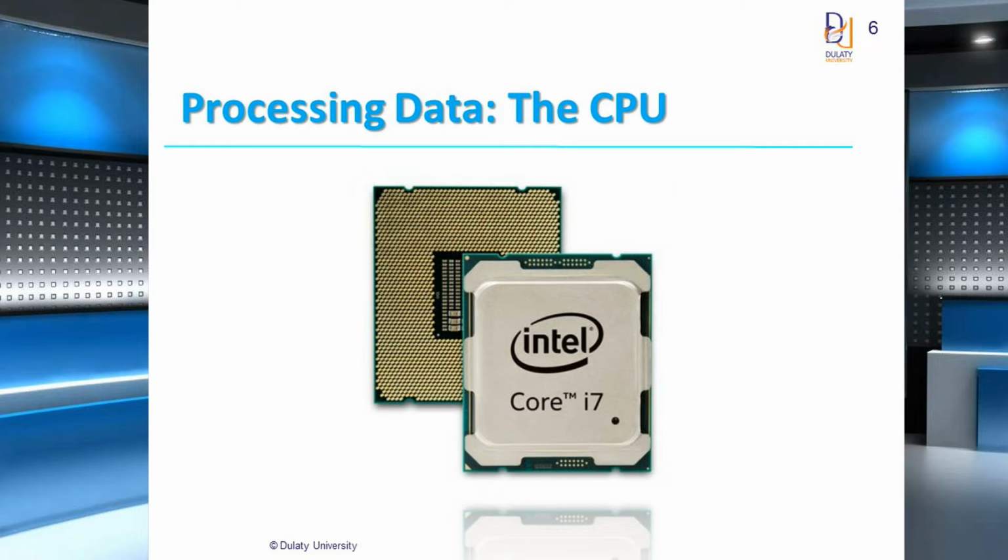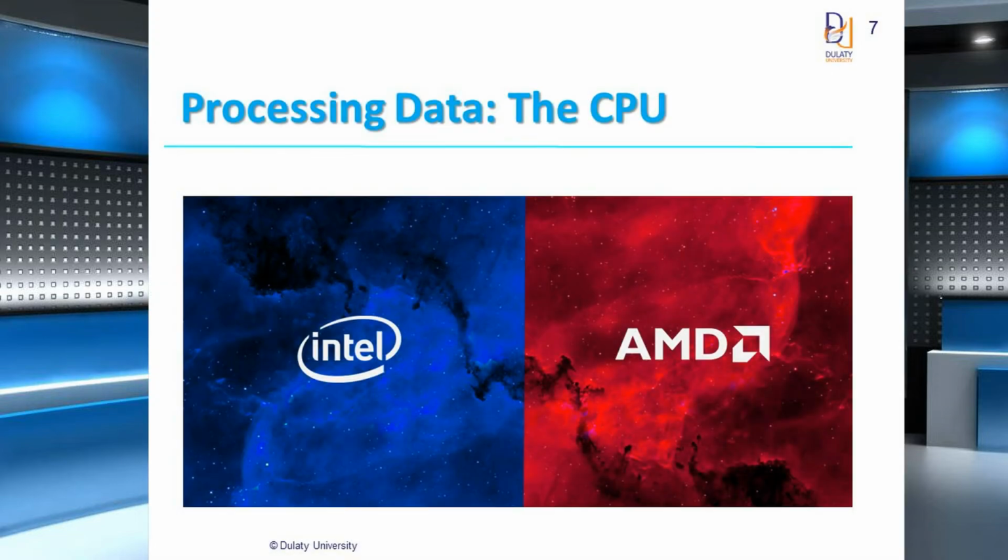The earliest CPUs were large circuit boards with limited functionality. Today, a CPU is generally on one chip and can perform a large variety of functions. There are two primary manufacturers of CPUs for personal computers: Intel and AMD, Advanced Micro Devices. The clock speed of a CPU is measured in Hertz.